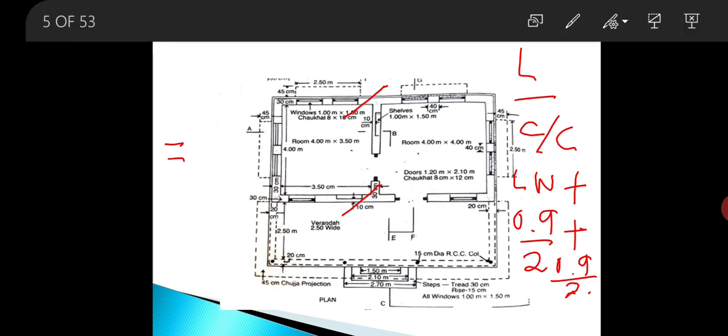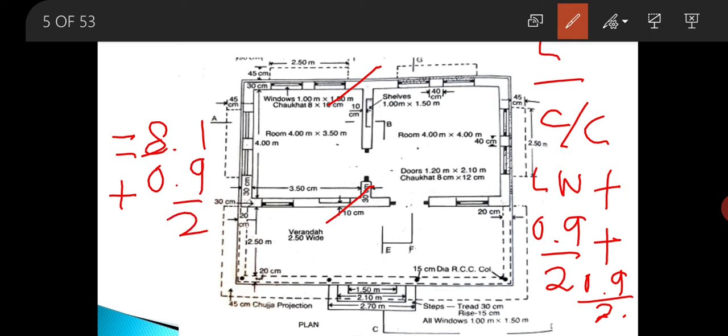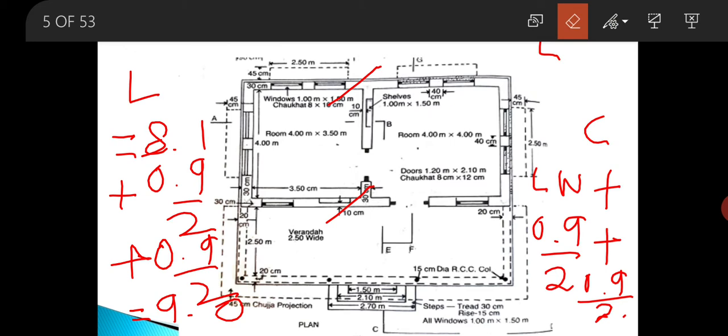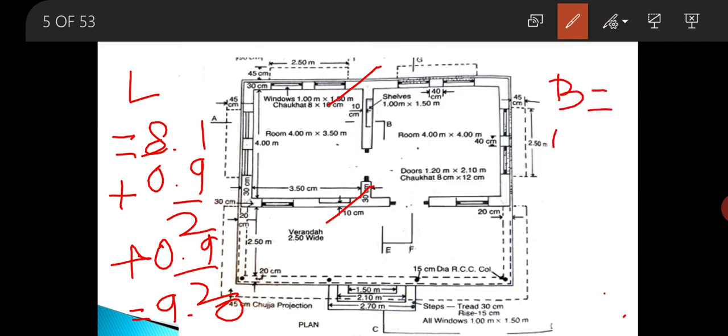So this will be equal to 8.1 plus 0.9 by 2 plus 0.9 by 2. So this will be equal to 9 meter. Clear? This is the length. Similarly, the breadth of the concrete work will be equal to 0.9. So breadth of the concrete work is 0.9, and what is the depth?